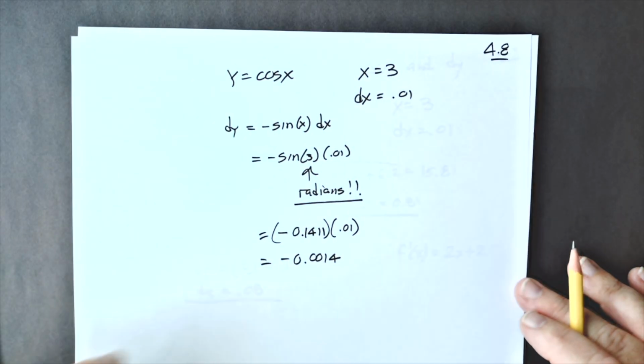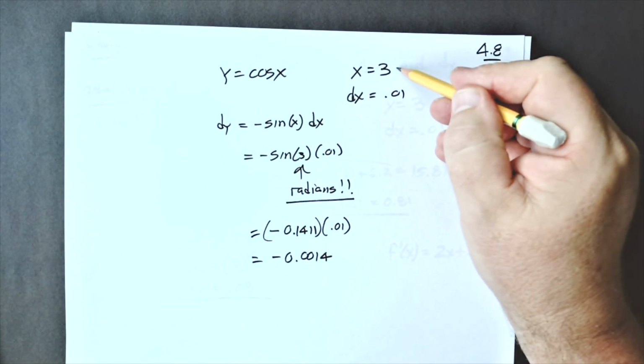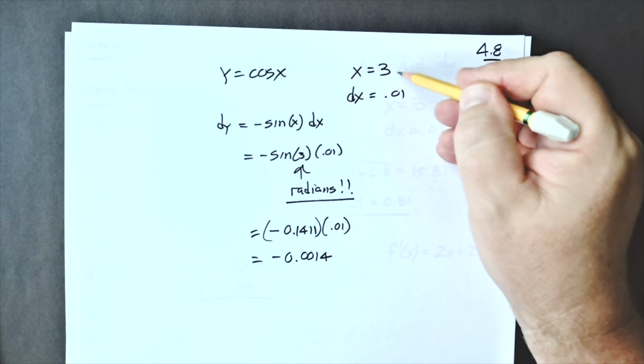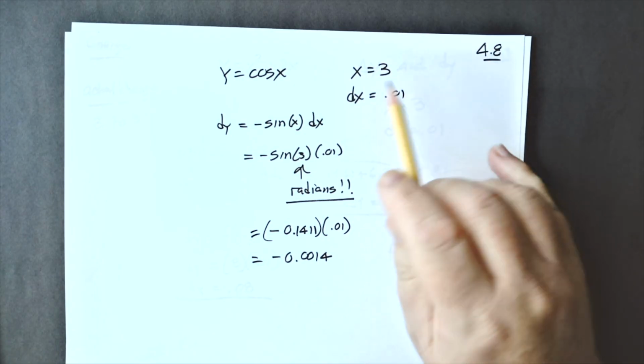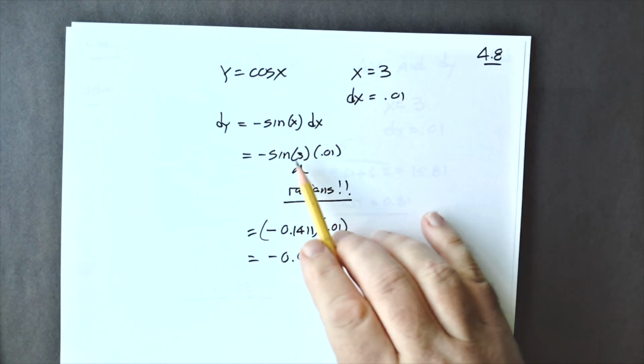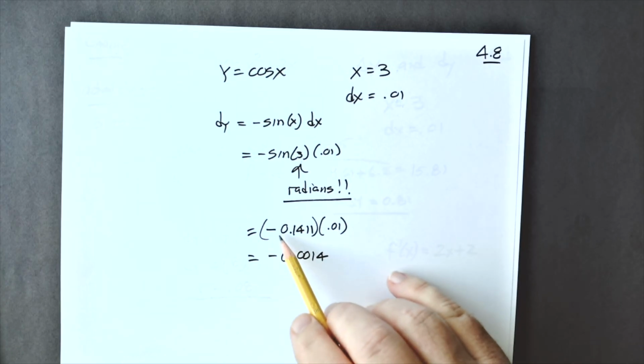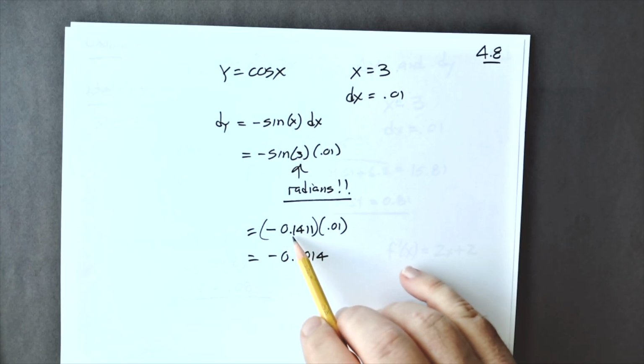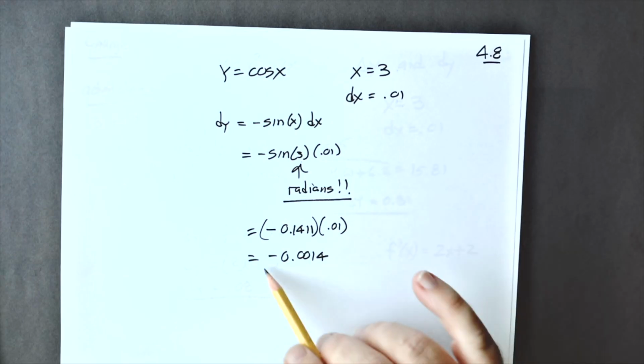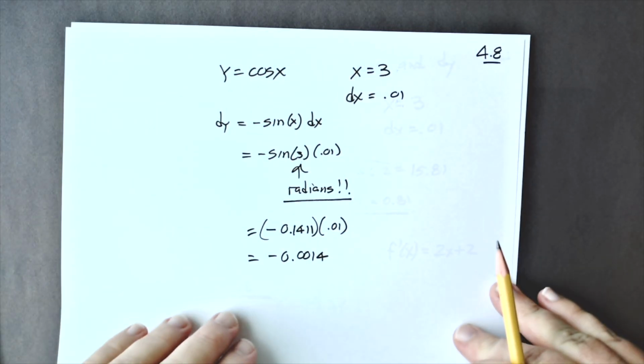Continuing on, they had a cosine value at x equals 3. Obviously, this is not 3 degrees, this is radians, so we would do this work in radians. Same thing, take the derivative. The negative sine of 3 is negative 0.1411 times 1, and then there's your value there. Pretty straightforward.